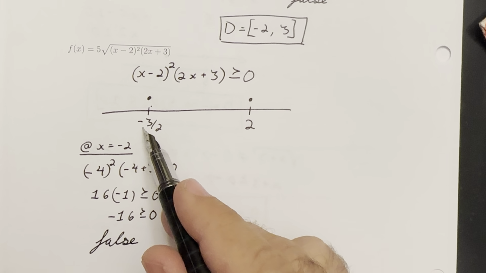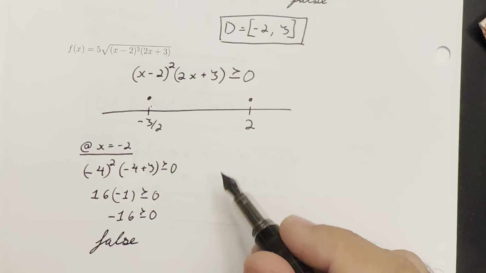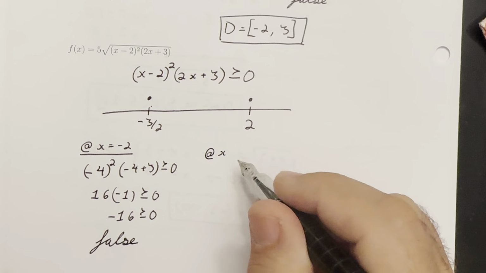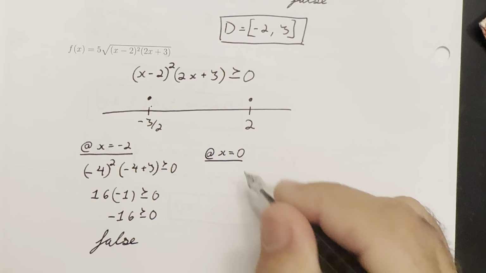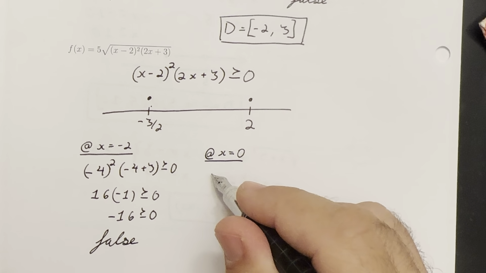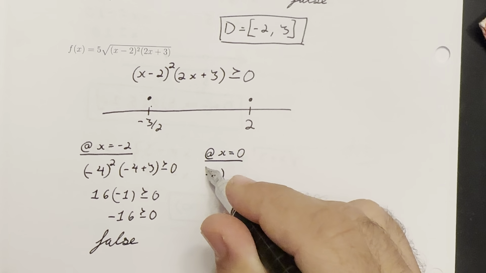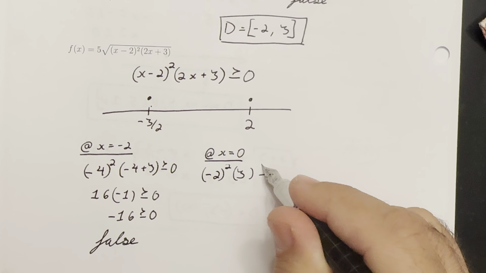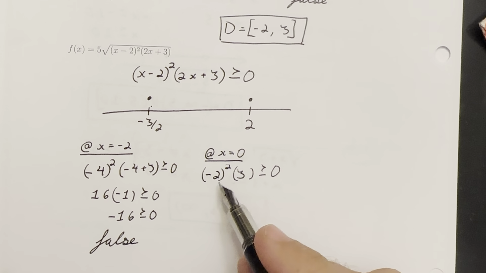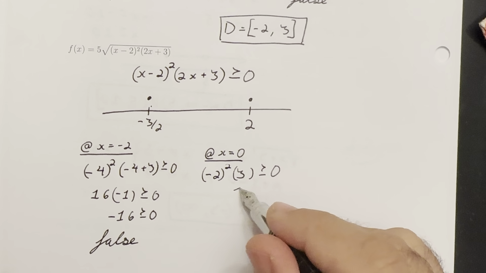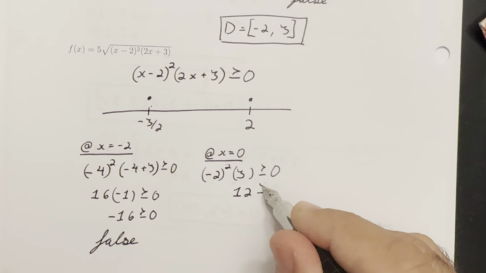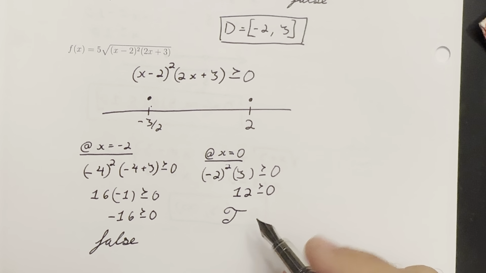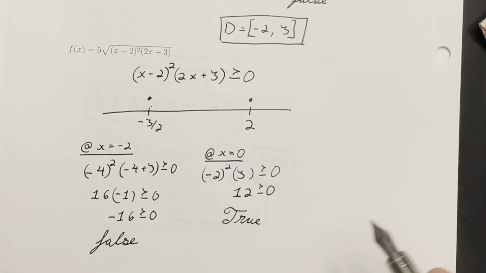Next, we pick a point in between negative 1.5 and 2. And so we would pick an easy number. I'll pick an easy number. You can pick a harder number if you want, but I'm going to pick an easy number, 0. And so we've got negative 2 squared multiplied by 3. And so negative 2 squared is 4. 4 times 3 is 12. And so we've got 12 equal to or greater than 0. This is true. 12 is, in fact, equal to or greater than 0.